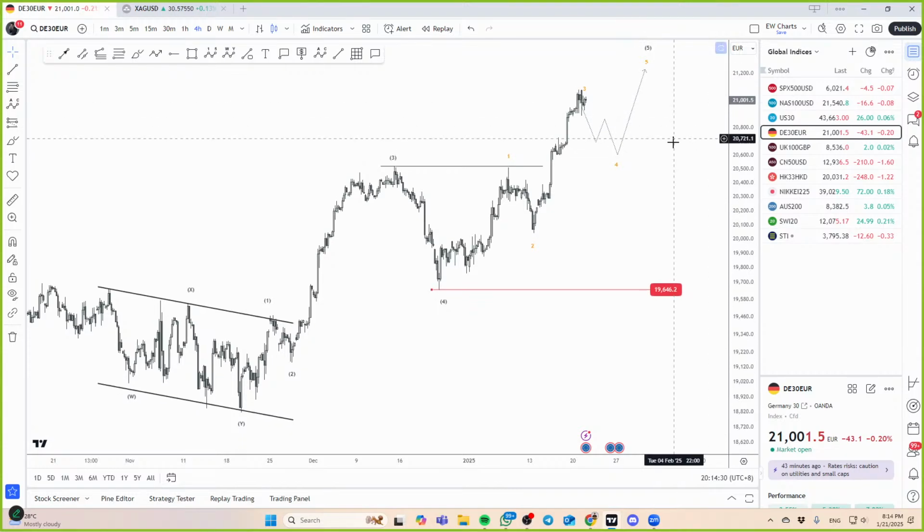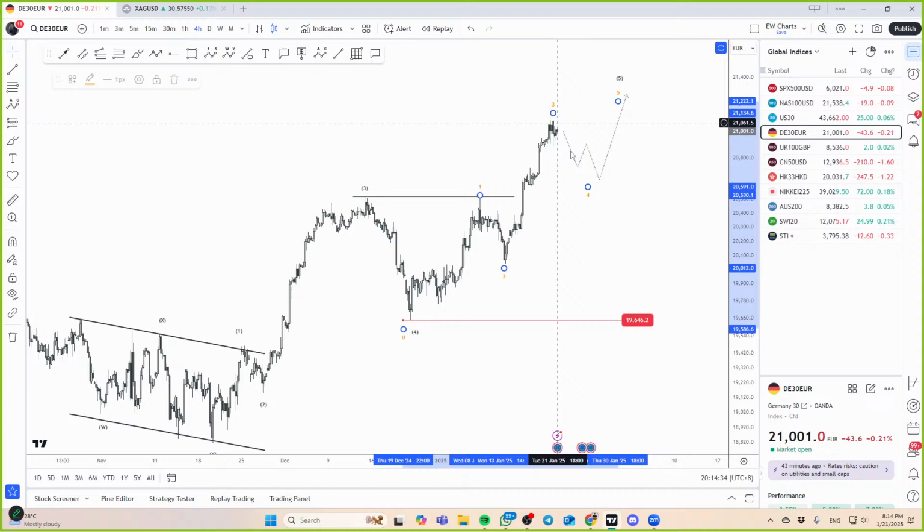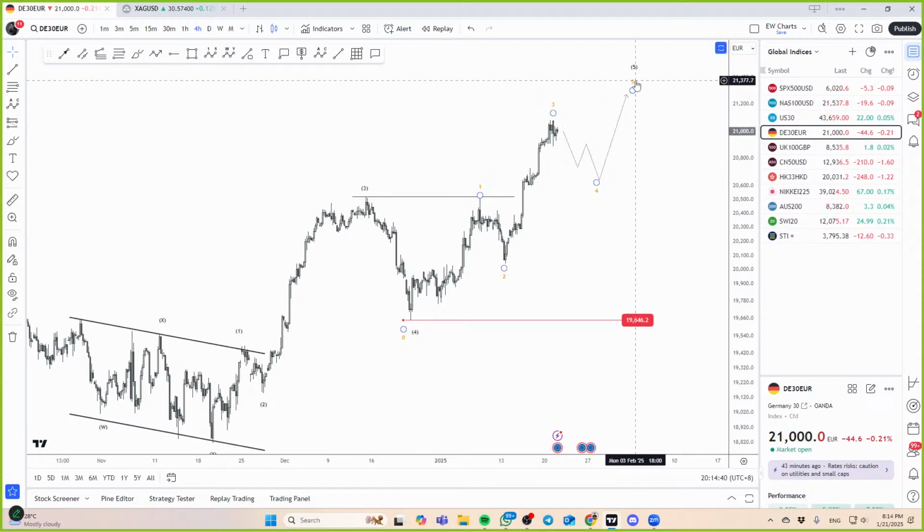German DAX is bullish here as well. So we're expecting a 5 wave in orange, and that can also be a completion of the bigger 5 wave in black. So any sort of corrective pullback can be seen as a buy trade opportunity.